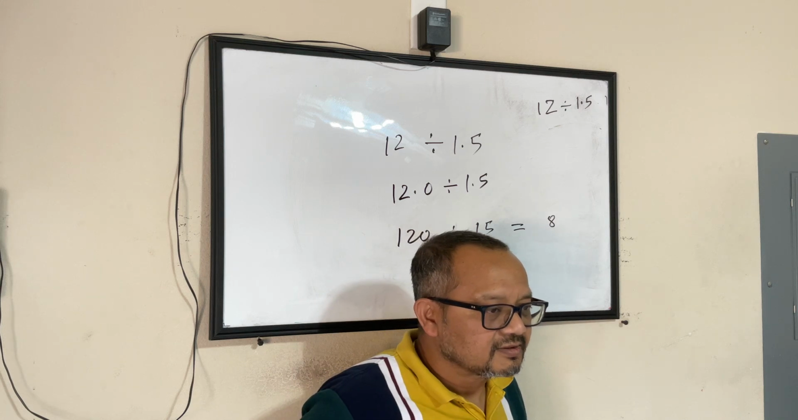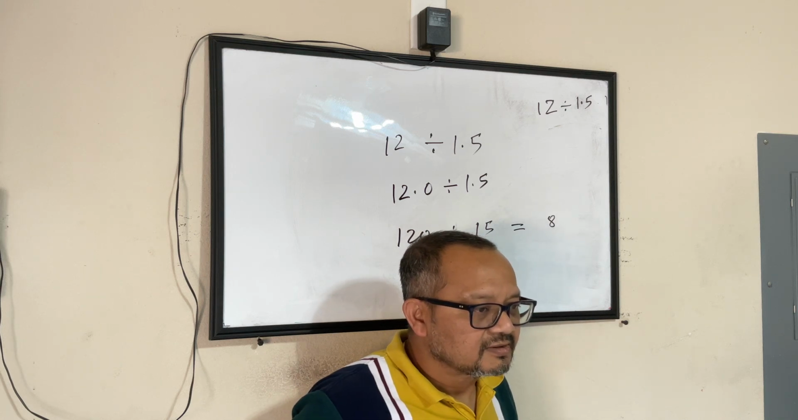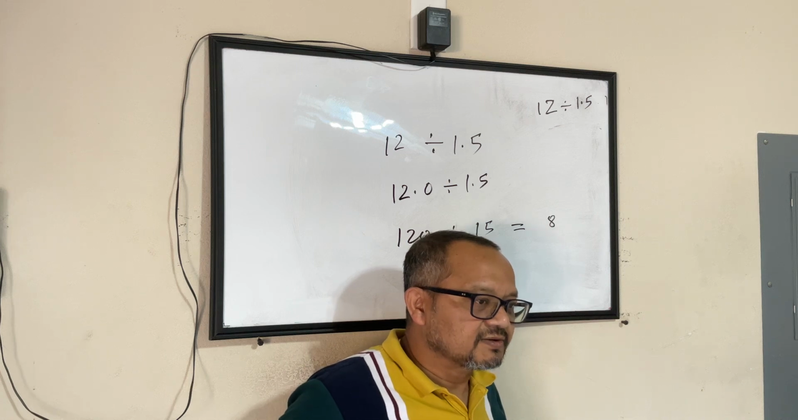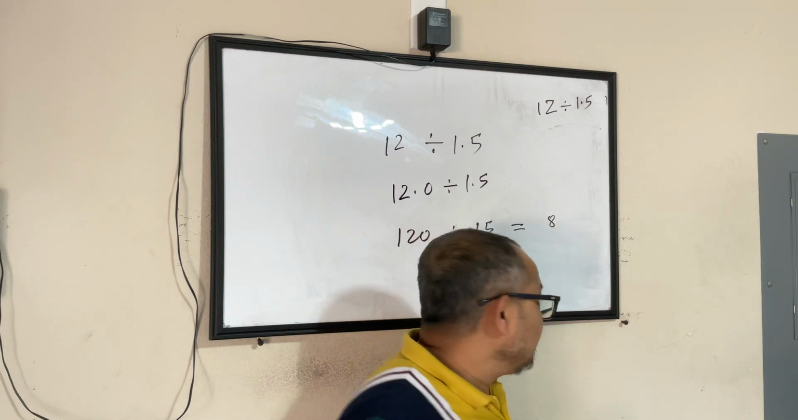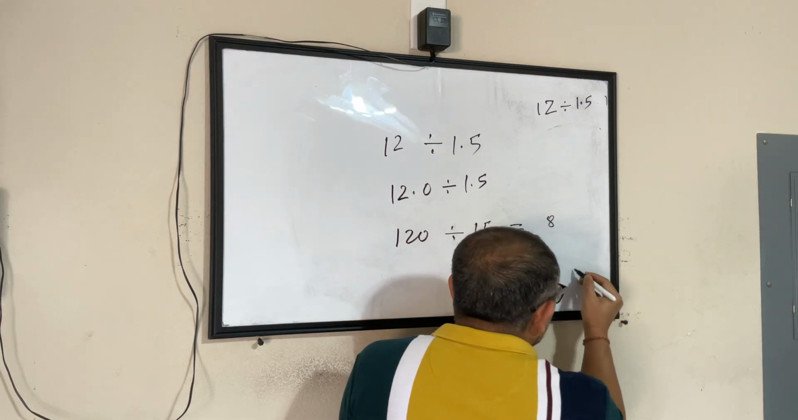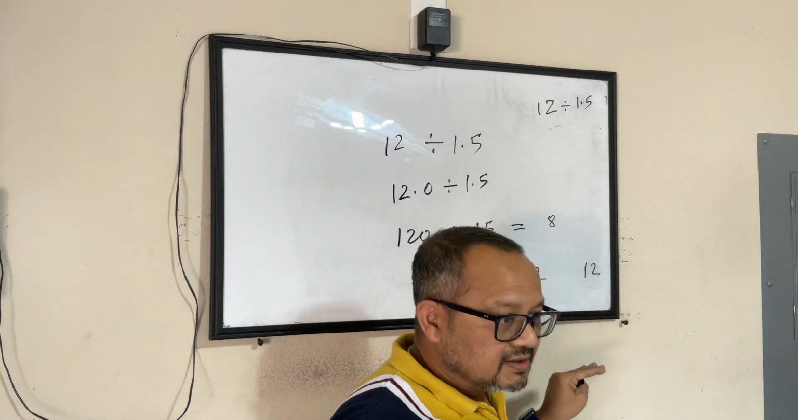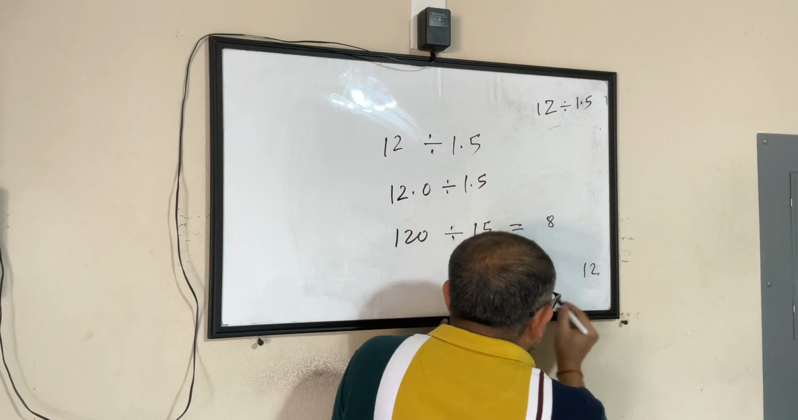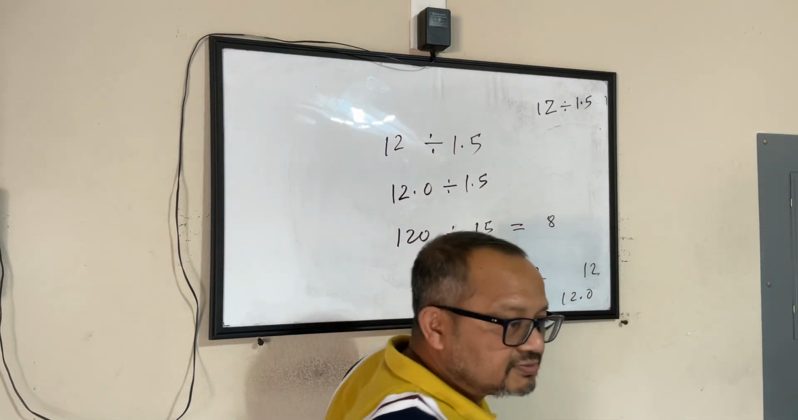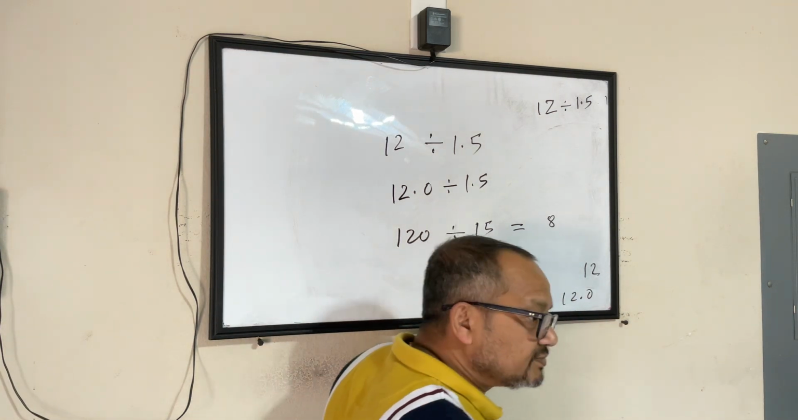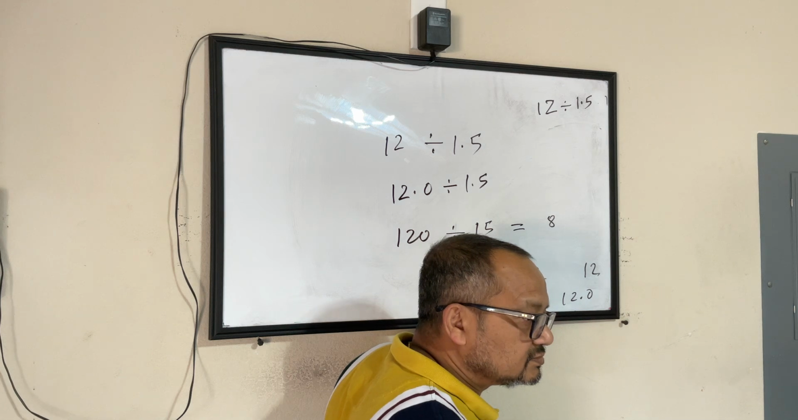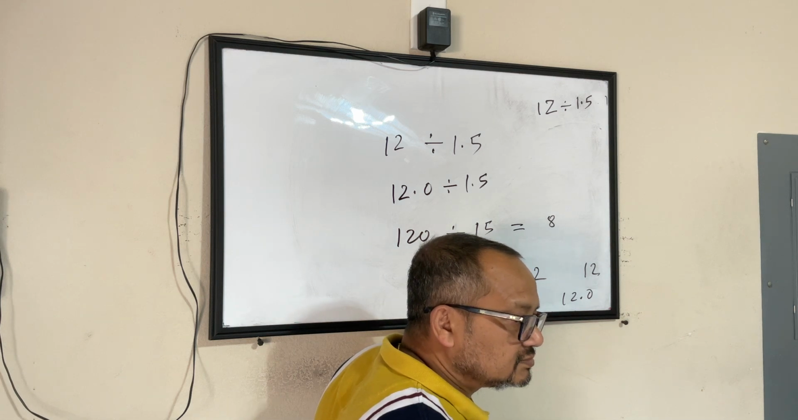Can we just put a decimal in the middle of 1 and 2? No, never do that. Because 1.2 is not equal to 12. These two numbers are different. But 12 and 12.0 have the same value. You are not changing the value. So you have to keep 1 and 2 the same.